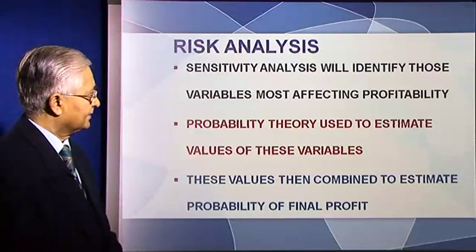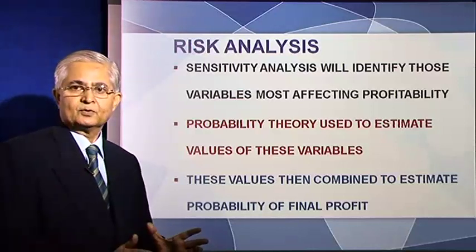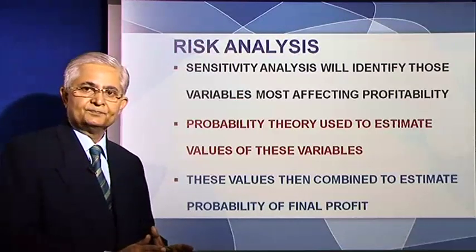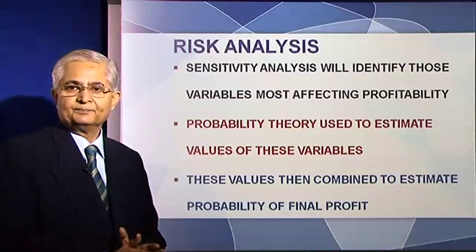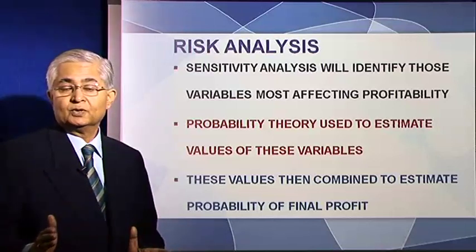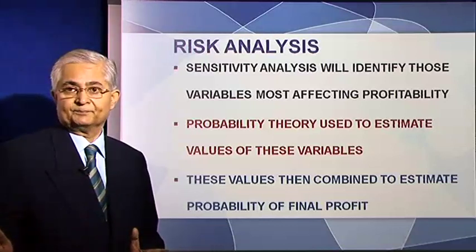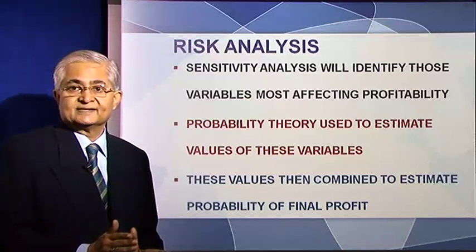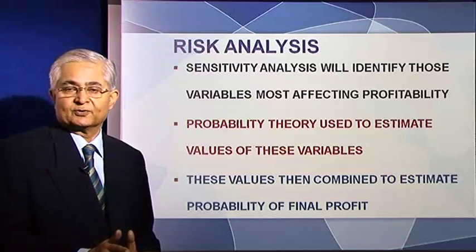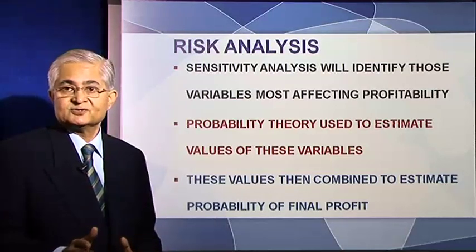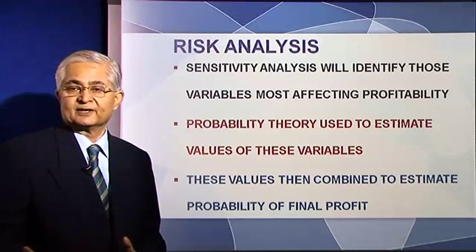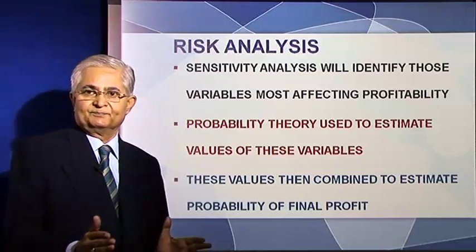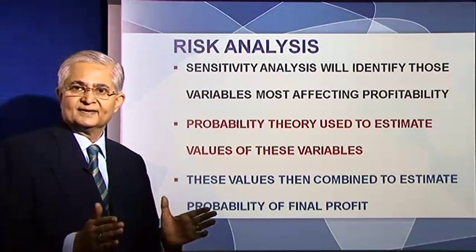Right. Now let's take variable 1, that is the raw material cost. The raw material cost could be 100 rupees per kilogram. It could go up to 150 rupees per kilogram. There is a 30% chance that it is 130 rupees per kilogram. There is a 20% chance that it is 140 rupees per kilogram. So this is the probability profile of that particular variable.